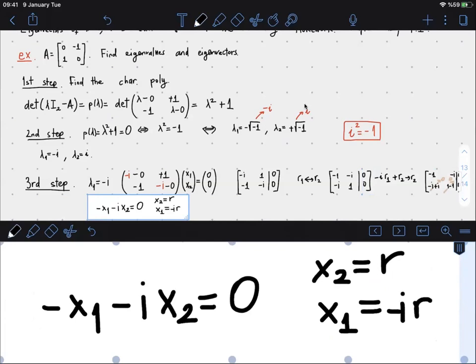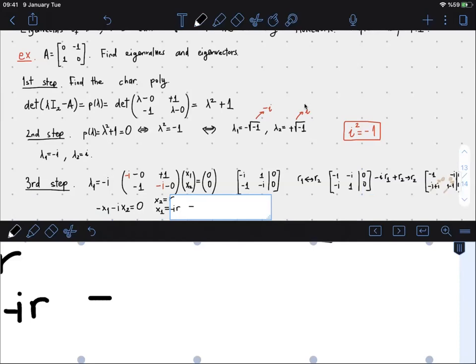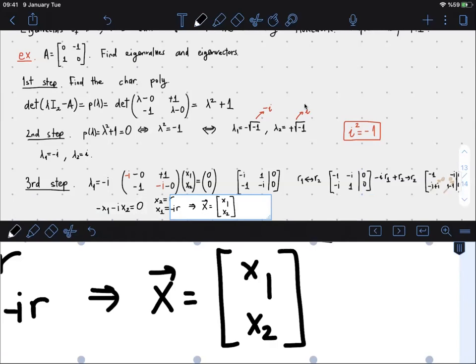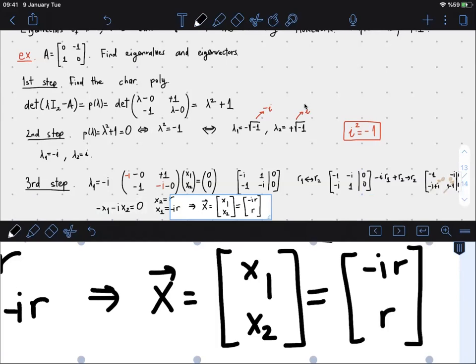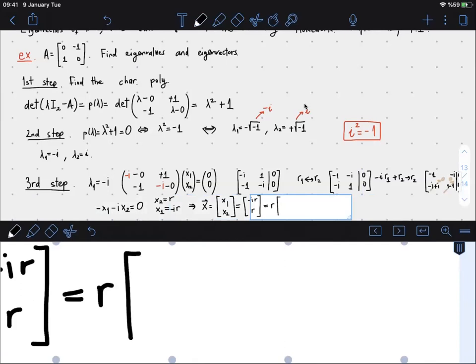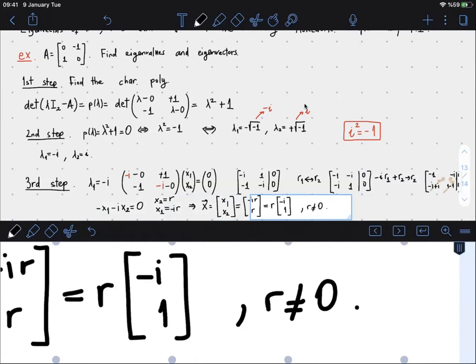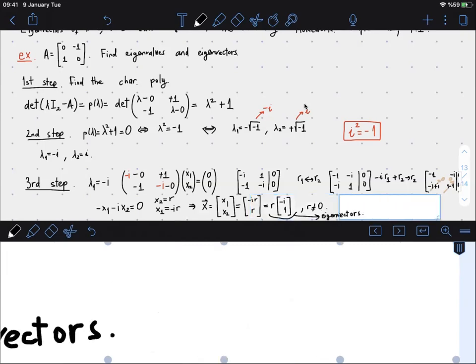So what do I get from here? I get the eigenvector, which is x1 and x2, and which has the components minus i times r, and r. Or I can write this in this form, r times (minus i, 1). Here r is any number other than 0. I don't want r to be 0. So these are the eigenvectors. Any questions here?